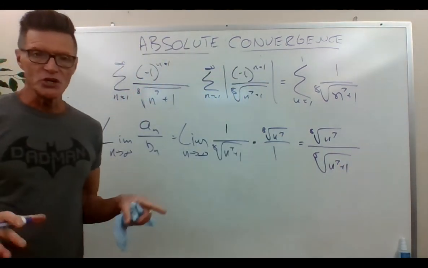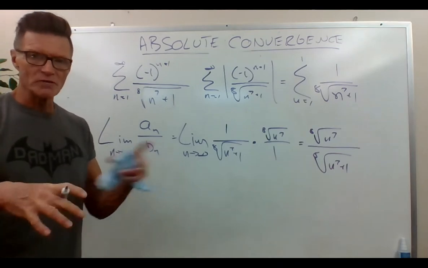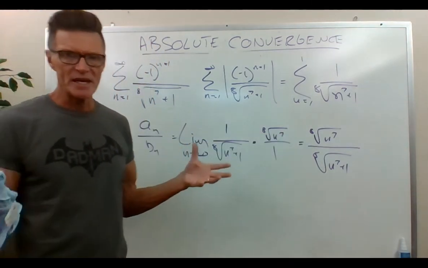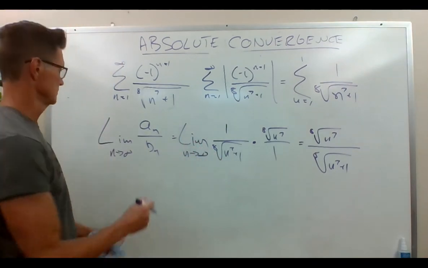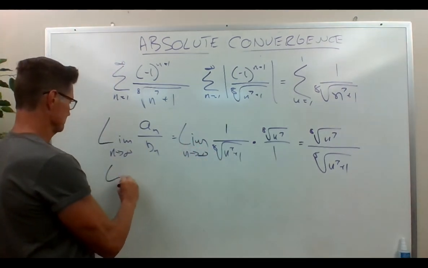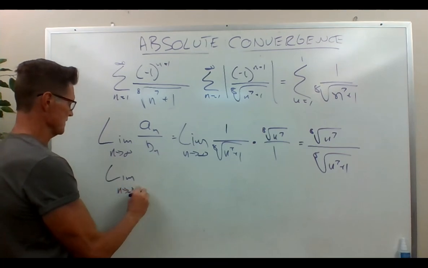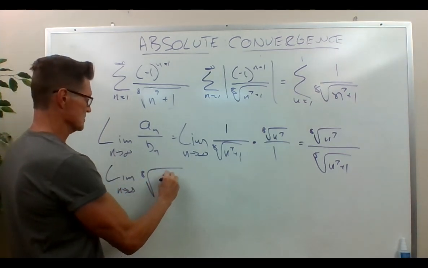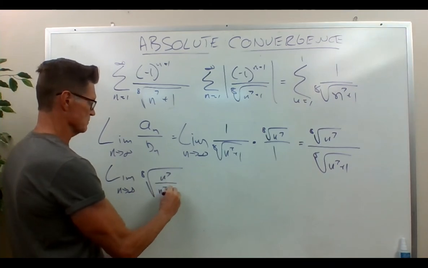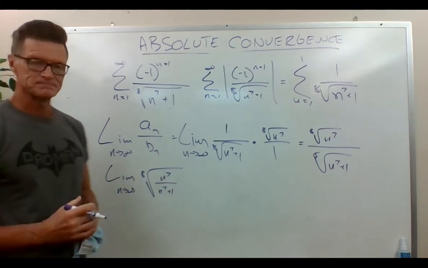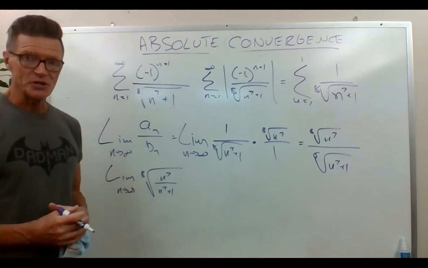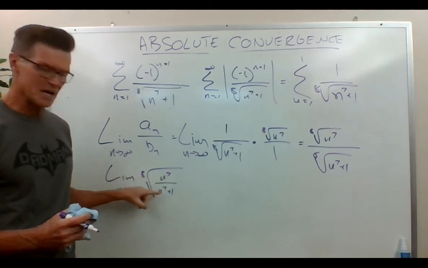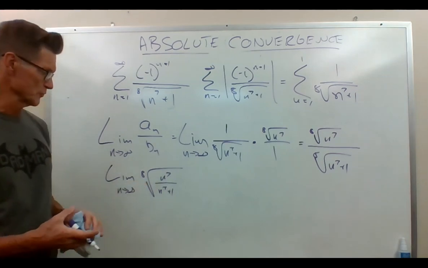Well, what we can do is rewrite all of this, because the index is the same. We can rewrite that all as just one big radical. So we could write the limit as n approaches infinity of the 8th root of n to the 7th over n to the 7th plus 1. All right, now what I'm going to do is what we've done many times before, find the highest power of n and divide everything through by that.